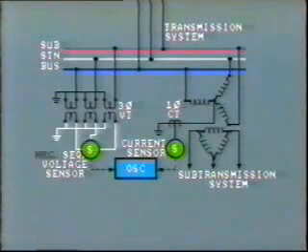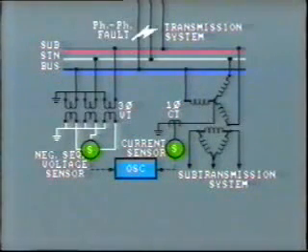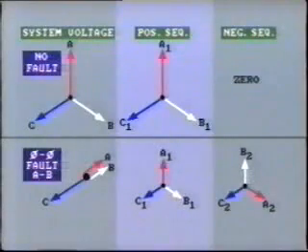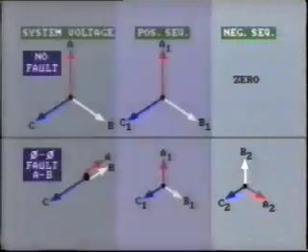We can also use a negative sequence voltage sensor connected to the bus. This will sense a phase-to-phase fault on any line connected to the bus. You will remember this phasor diagram from an earlier lesson. It shows the voltage broken down into its positive and negative sequence voltages.